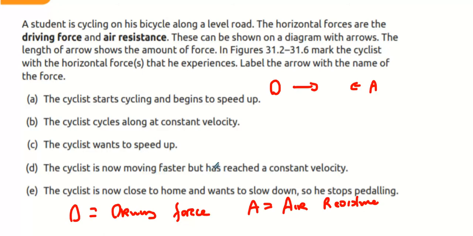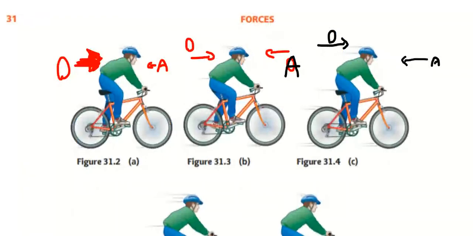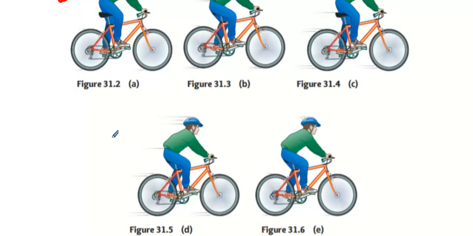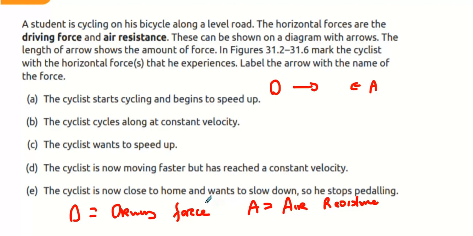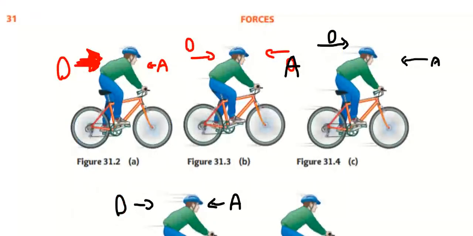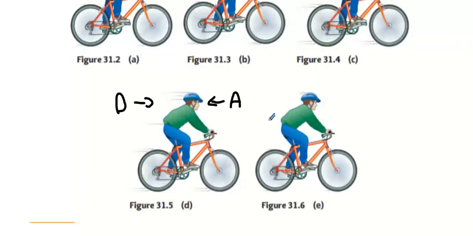The cyclist is now moving faster but has reached a constant velocity. Well, if he reaches a constant velocity, the D value, which is the driving force, has to equal the A value. So basically these two arrows are meant to be the same size, so they're balanced, okay? And finally, the cyclist is now close to home and wants to slow down. He stops pedaling. So when you stop pedaling, the driving force is non-existent. If you stop pedaling, there is no force on horizontal ground. So it's all air resistance, and this causes him to slow down. Okay guys, that question is done.